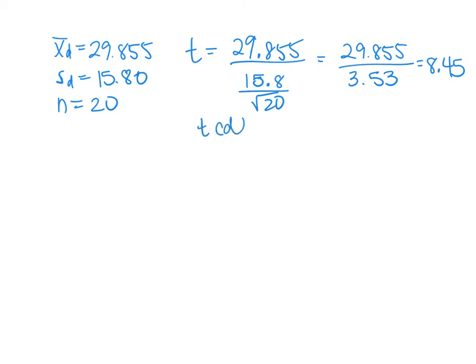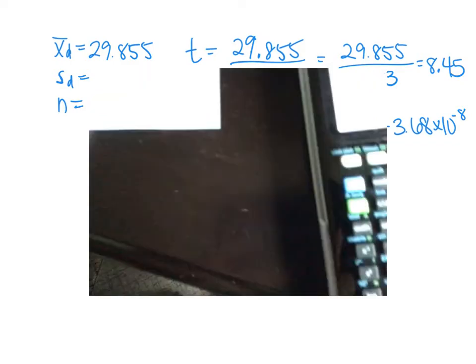So tcdf, 8.45, 99, 19 degrees of freedom. Second distribution, tcdf is number 6, 8.45, 19 degrees of freedom. Gives me a p-value of 3.68 times 10 to the negative 8. Okay, so now let me show you how you would do this in the calculator.